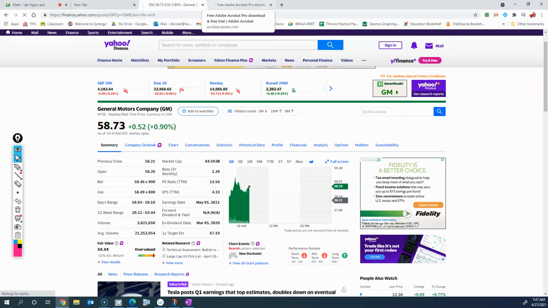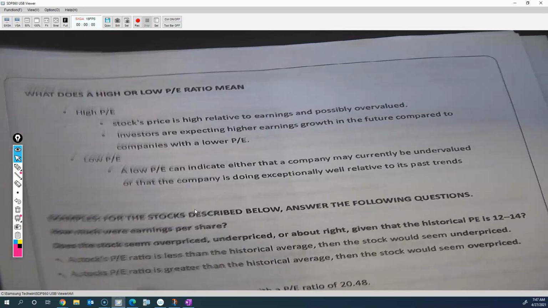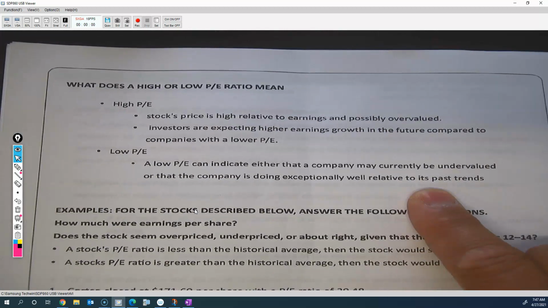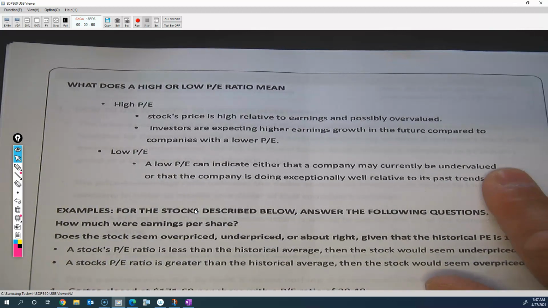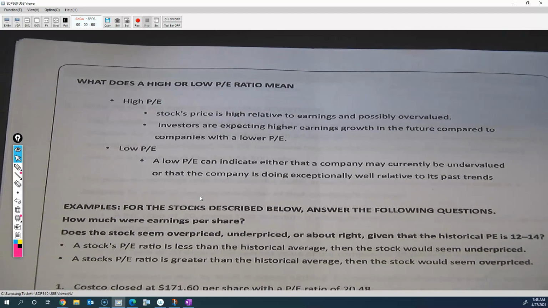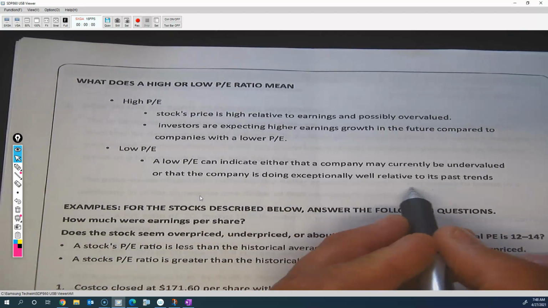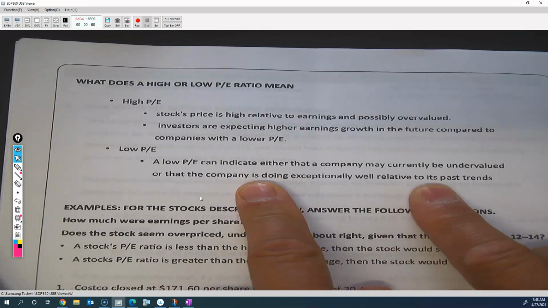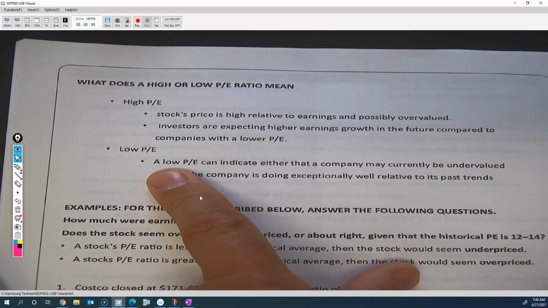Now, when something has a low PE ratio, that's not necessarily a bad thing. It could mean that the company is undervalued. People don't realize, hey, this company is a good deal. So it's kind of hidden. So if you can find an undervalued stock, that's a good thing. So low PEs and high PEs aren't necessarily good or bad. It's just telling you something different about the company. Another thing that could be true is that the company is doing very well relative to its past. So let's say in the past it wasn't growing much and now it's doing really, really well. It would have a low price to earnings, and that would be a great stock to invest in.